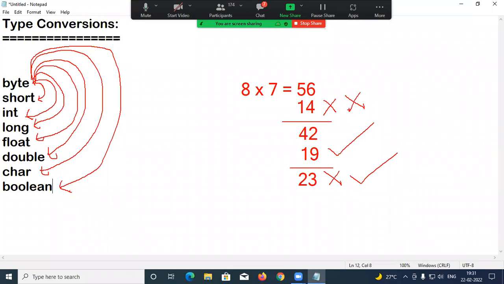Explicitly we have to convert. So 19 conversions are done by the system. 23 conversions must be done by the programmer. And 14 conversions are not possible. But which are the 14? Which are the 19? Which are the 23? Total 56. How to remember? How to remember also I'll explain.